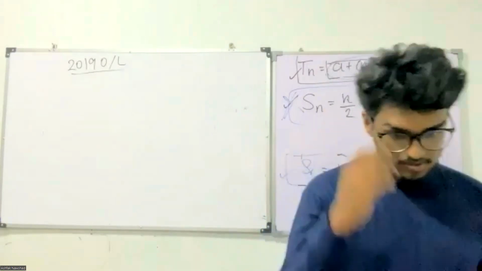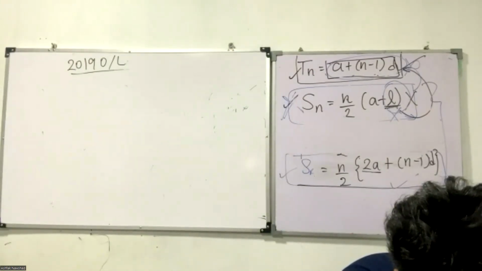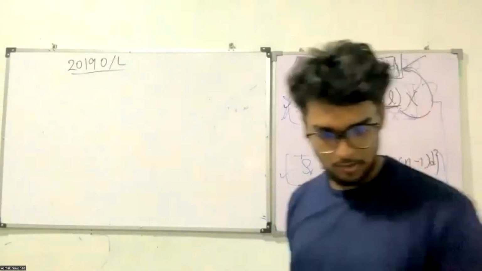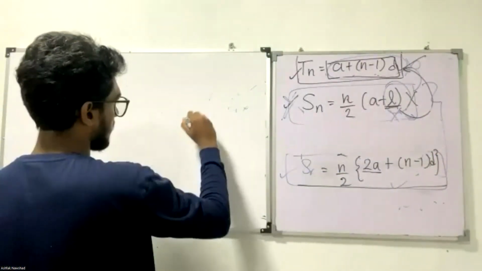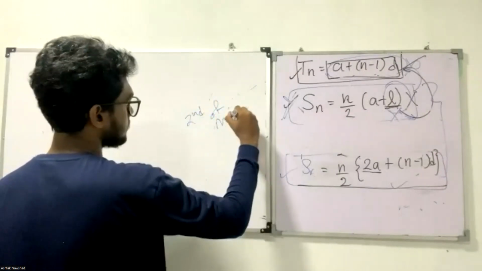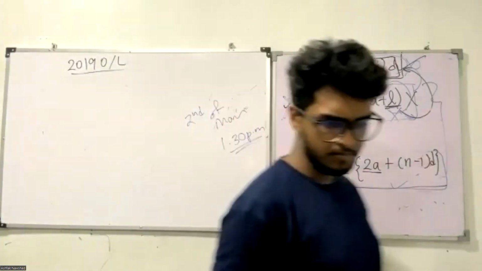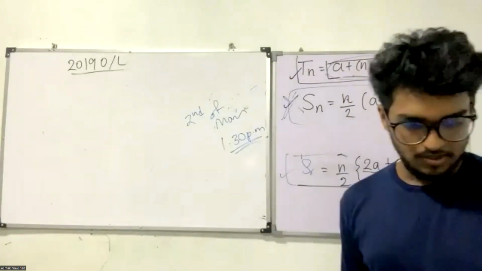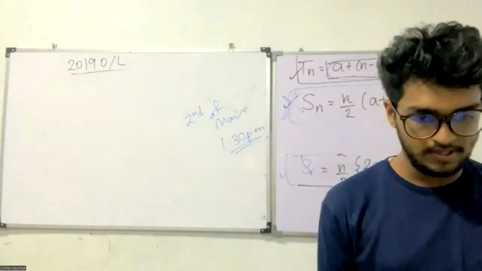Good. Okay, then I'll send you a personal message. Just drop your numbers to me privately. I may put the reload. The answer is 2nd of March, 1:30 p.m. This is the answer. 2nd of March, 1:30 p.m. Good. So you guys will receive the reloads as soon as the session ends.